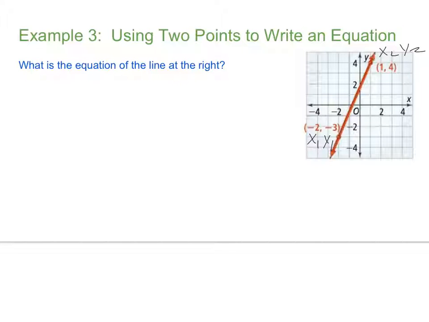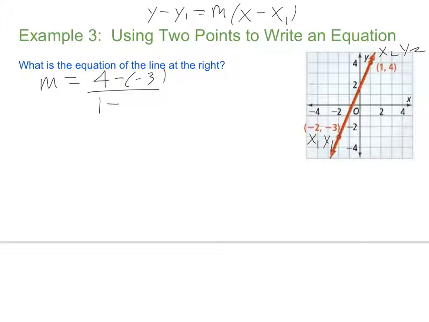So to write an equation in point-slope form, we know we have y minus y sub 1 equals m times x minus x sub 1. Well, we need to know what the slope is. So the slope is going to be y2, which is 4, minus y1, which is negative 3, so a negative times a negative, over x sub 2, which is 1, minus x sub 1, which again is a minus 2. Minus times a minus is a positive, so I have 4 plus 3 in the numerator, and 1 plus 2 in the denominator, so that becomes 7 over 3 for my slope.